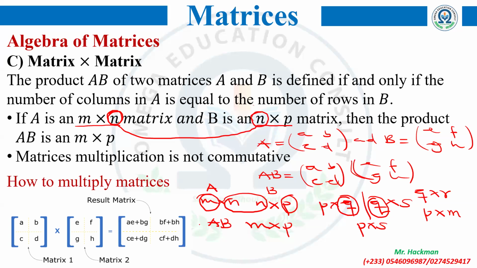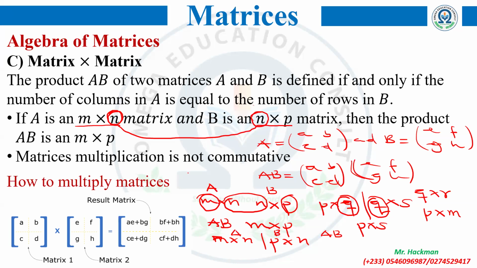However, assuming I have a matrix of order M by N, and another matrix of order P by N. I'm multiplying this my first matrix, this my second matrix. I'm finding the product of A and B. Would the product be possible? No, please. It will not be possible. That's the product of A and B.